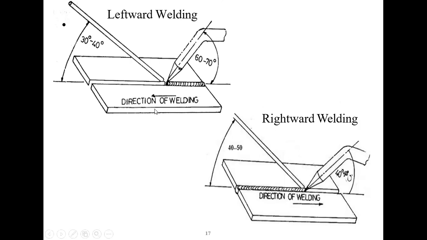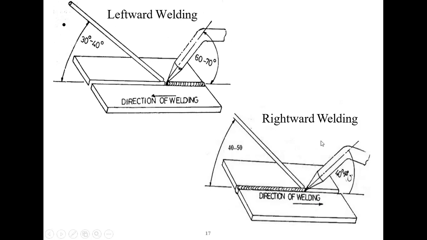This is called the leftward welding. In case of this leftward welding, we can see the direction of welding is to the left-hand side, and this is the rightward welding, and in this case the direction of welding is to the right-hand side. Applications of both processes are different. If we are going to join thinner sheets, then we have to prefer the leftward, and if we want to join thicker sheets, then we prefer the rightward technique.